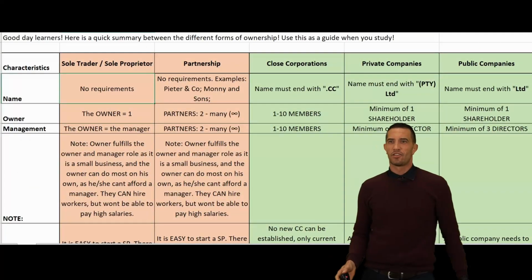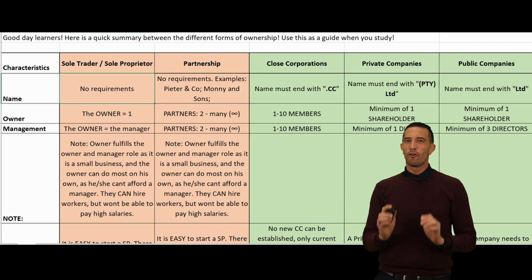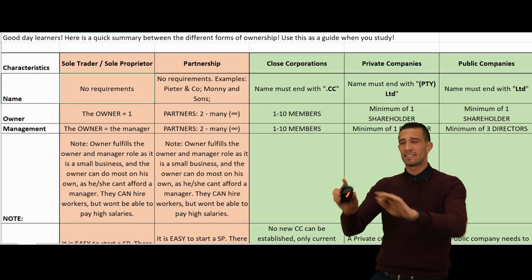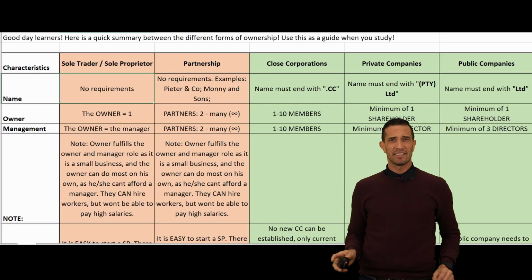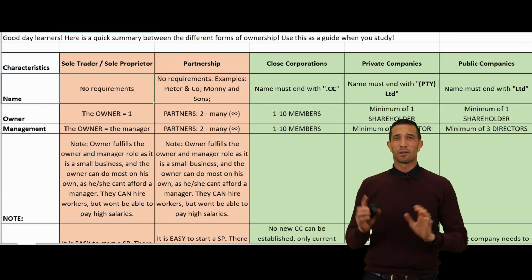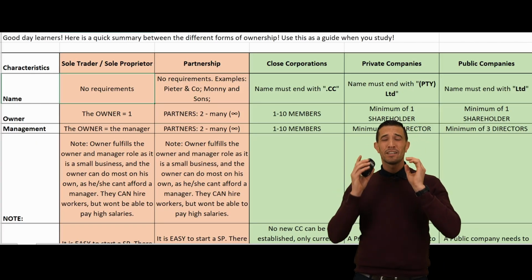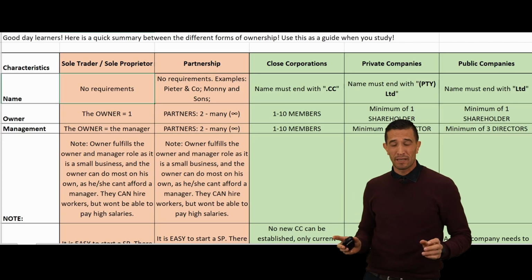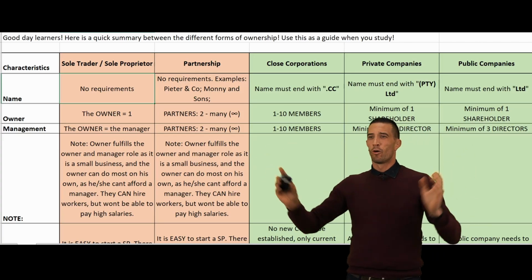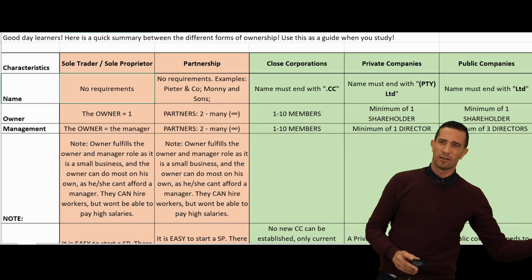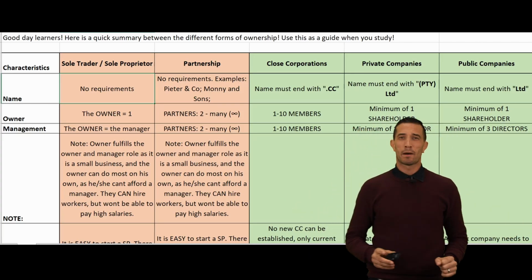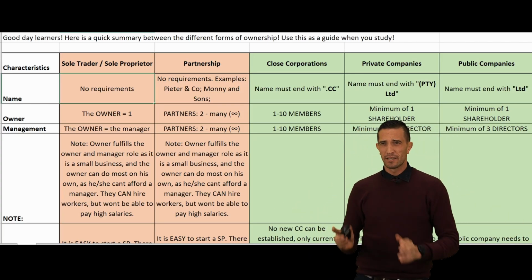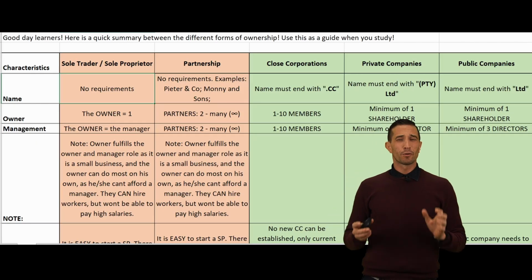And we're back. So in summary of forms of ownership, I've compiled this quick Excel sheet and I want to take you through, and we're going to look at a few factors that you consider when deciding which form of ownership is best for you. We're going to compare all of the different forms of ownership from a sole trader all the way through to a public company. So you can work through this with me. And the first one, we're talking about the name.